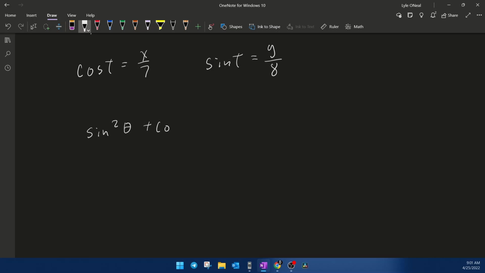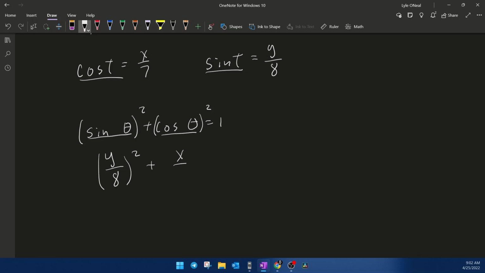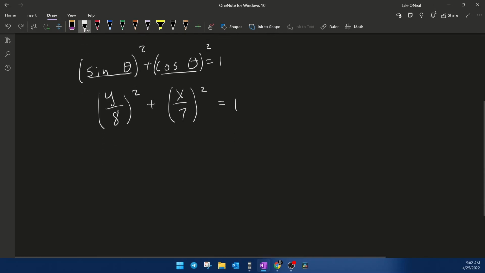Now, from our trigonometry, we know that we have a Pythagorean identity that says sine squared theta plus cosine squared theta equal to 1. And then I want to substitute. Okay, so let me rewrite this real quick. Sine squared theta is also sine theta squared. Cosine squared theta, cosine theta squared, and then I'm going to substitute. So sine of theta in this case is y over 8, quantity squared. Cosine theta in this case is x over 7, again quantity squared, equal to 1.